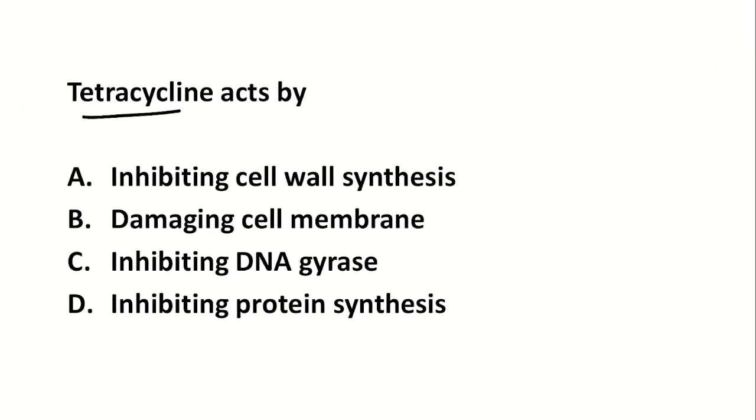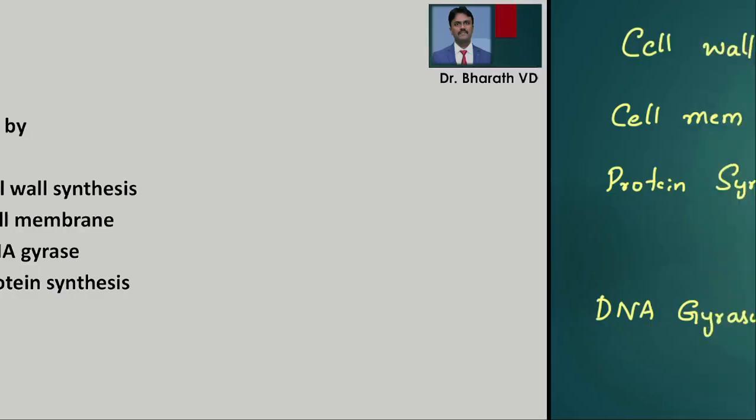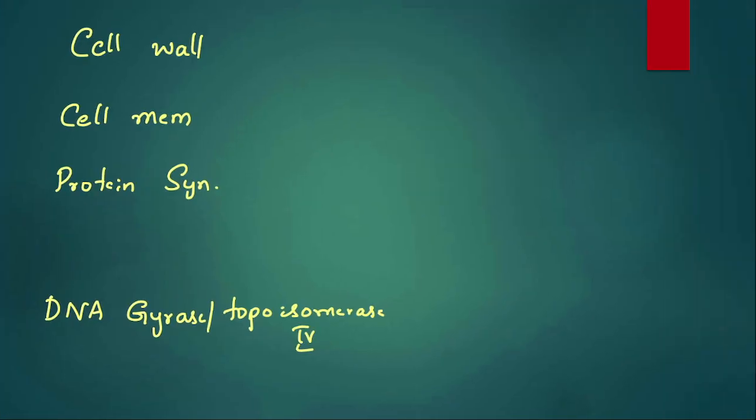Tetracycline acts by: option A, inhibiting cell wall synthesis; B, damaging cell membrane; C, inhibiting DNA gyrase; D, inhibiting protein synthesis. In your exams, they keep on asking the mechanisms of action of antimicrobials. If you're telling option D, inhibiting protein synthesis, then you are right. The purpose of this MCQ is to understand the mechanism of antimicrobials, the antibacterials mainly.